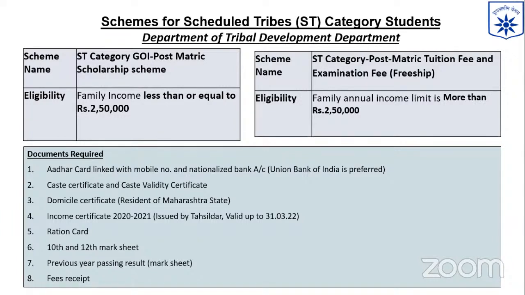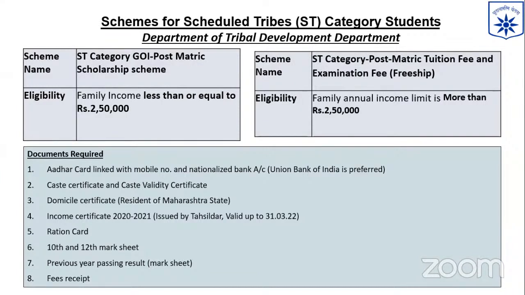So documents required are more or less one and the same. Here also you should have a bank savings account of a nationalized bank or a post office. Your bank account has to be linked with your Aadhaar card and mobile number. Now, one additional document which is required for scheduled tribe students or ST category students is the caste certificate. Along with that caste certificate, your caste validity certificate is also required. So this caste validity certificate is one of the additional documents which is required for the students belonging to scheduled tribe.